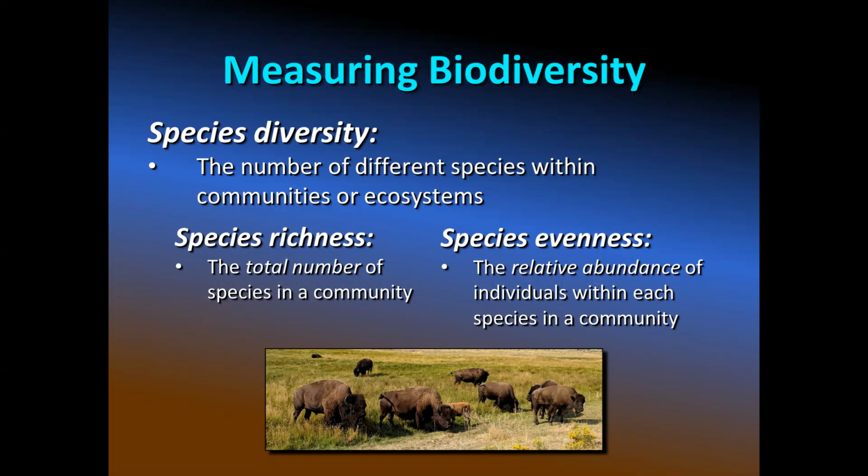How many, for example, in Yellowstone, shown here at the bottom, how many bison do you have in an area? How many pronghorn do you have in an area? How many elk do you have in an area? How many wolves? How many bears? What is the relative abundance of those organisms? That is species evenness, which is different from the total number of organisms in that community, which would be species richness. So please keep those terms and their definitions in mind.